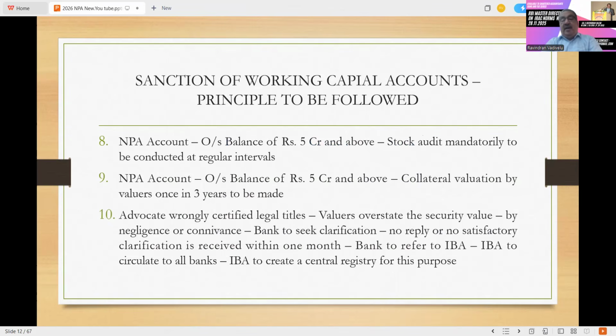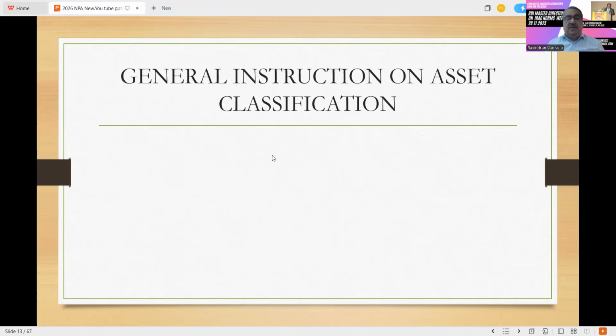Then the IBA, in turn, will circulate the name of the advocate and the name of the valuer to all other banks. That means it is a very dangerous thing. The advocate and the valuer have to give the correct opinion about the document and about the valuation. And then the IBA has to create a central registry for this purpose. This is a very important thing.